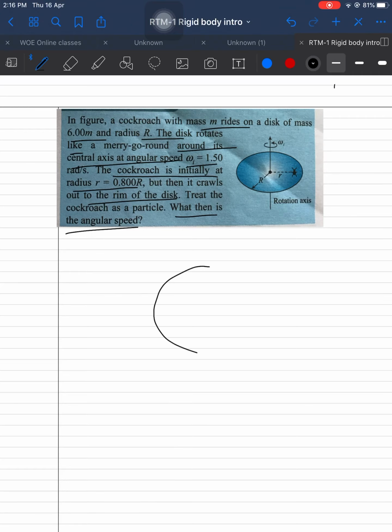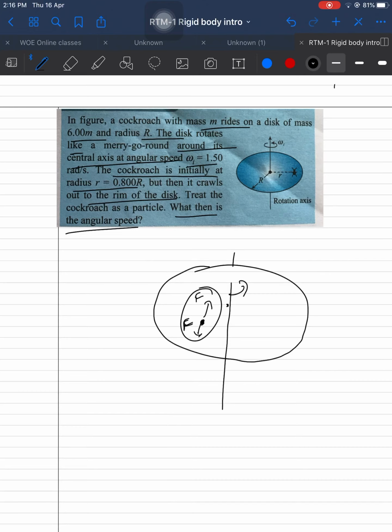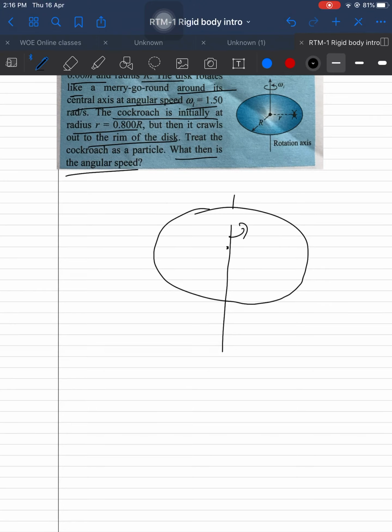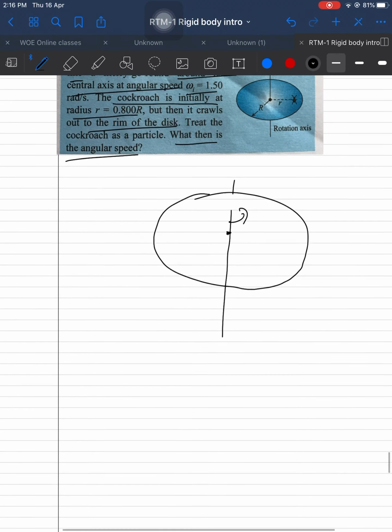Listen carefully, you will understand. How can we conserve angular momentum for these cases? When a man or cockroach or anything is walking outwards, a force F is acting on the cockroach. A similar reactive force will be there on the disc also, F. What happened to the net force? It is 0. Unless something externally comes on the body, net force is equal to 0, like when a person walks on a plank. So first we will find the initial angular momentum.